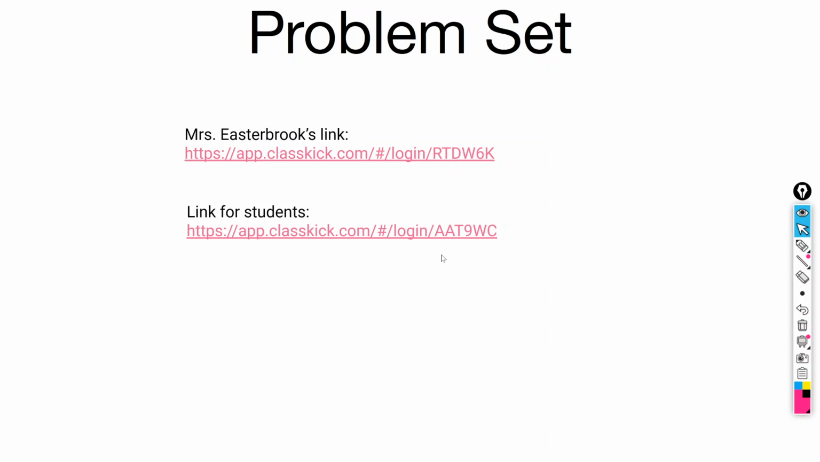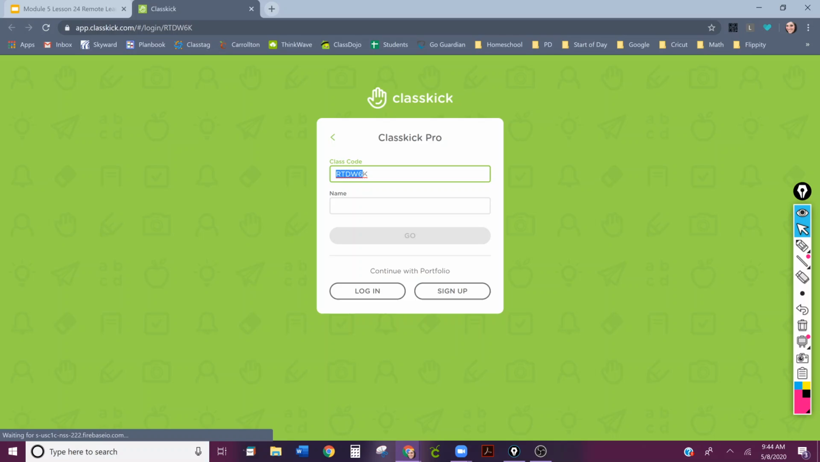That brings us now to the problem set. So this is my link here that I'm going to use. Your link is going to be this one here. In case you had not noticed, if you're ever having trouble getting in, these last 6 numbers or alphabet letters here at the end are the code. So after that login / this is the code. And you'll notice mine, when I click this, that RTD code is going to pop right into the class code spot for me. Okay?